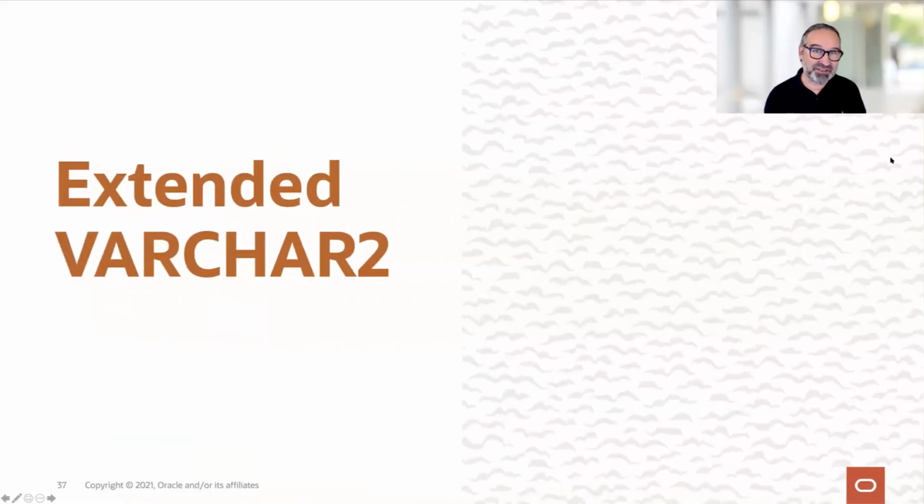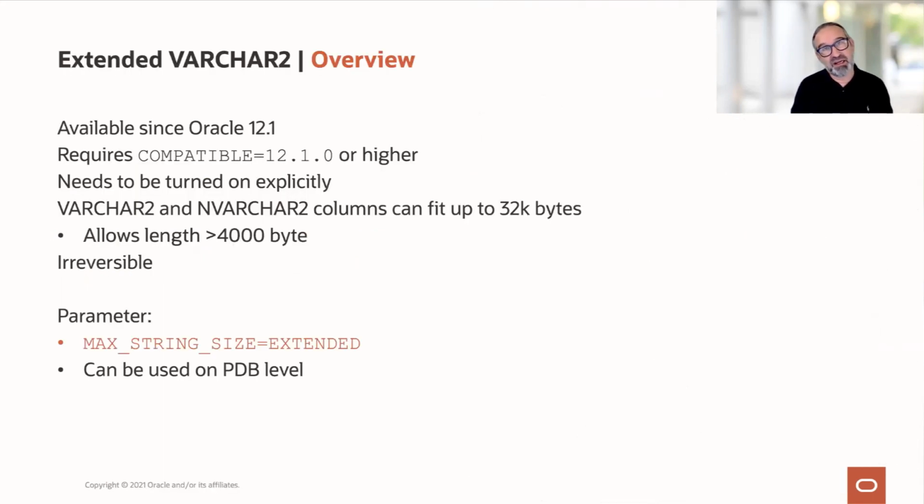Now let me start our cool feature session with an oldie but a goodie, extended varchar 2. And the reason why we included this here, even though the feature is a decade old already, is that not everything is mentioned in the documentation. So extended varchar 2, the idea is that you can store more than the typical 4,000 bytes in a varchar 2 field or an nvarchar 2. So with that feature, it fits up to 32K.